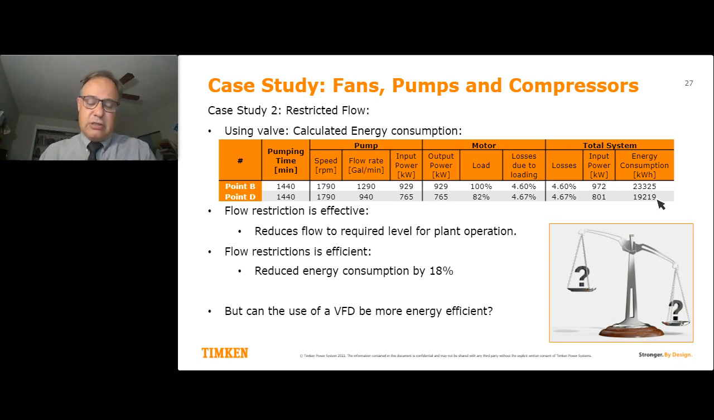So the flow restriction, the valve, the vane, it is effective. It does what it needs to do. It reduces the output of the plant because it's too much. And it is energy efficient. I have saved 18% less energy, consumed less energy because of the use of the valve.